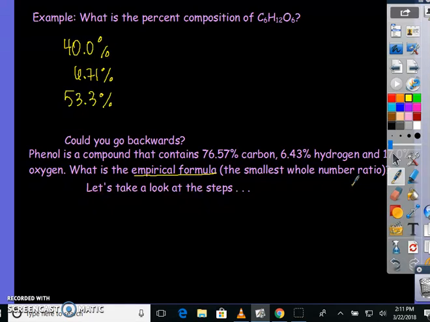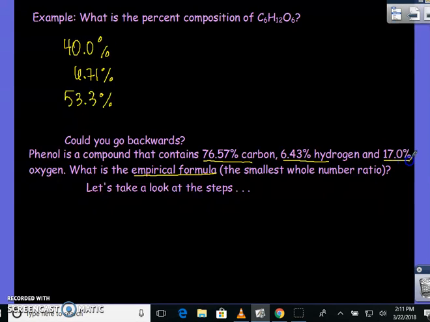We've got phenol. It's a compound that contains 76.57% carbon, 6.43% hydrogen, and 17.0% oxygen. And they want us to figure out what the whole number ratios are. In other words, what are those subscripts?